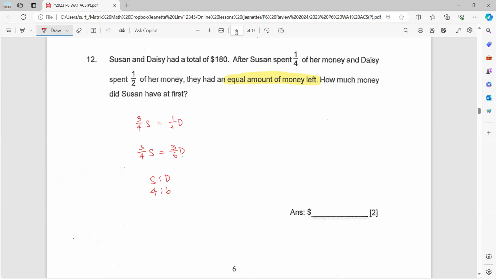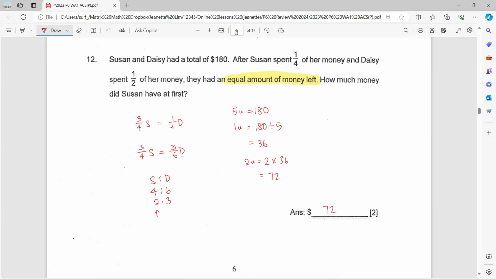Now they had a total of $180. That's at first. So 10 units, or we can simplify this, 2 to 3. So 5 units is 180. 1 unit is 36. Susan at first is this one, 2 units. So 2 times 36. This is the answer, $72.